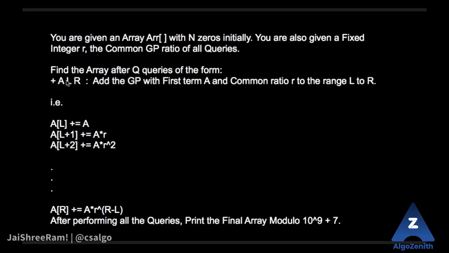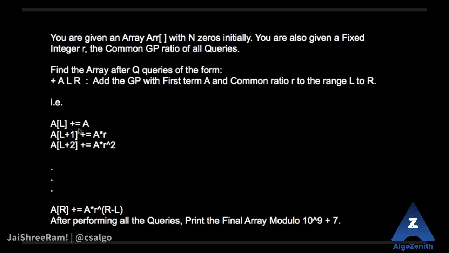So you need to do some updates, and there is A L R, that is, add the GP with the first term A and common ratio r to the range L to R. So range L to R is given and the first term A is given to you, and the r for all the queries is common and is fixed and is given initially to you.